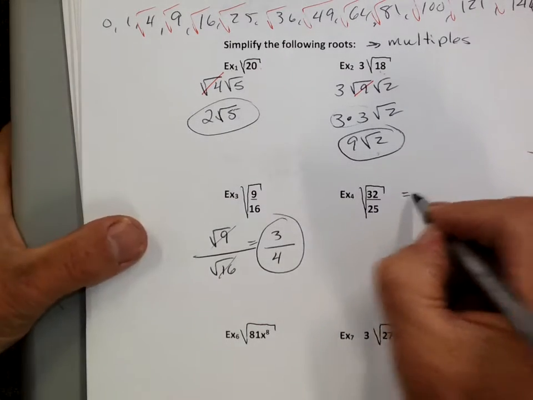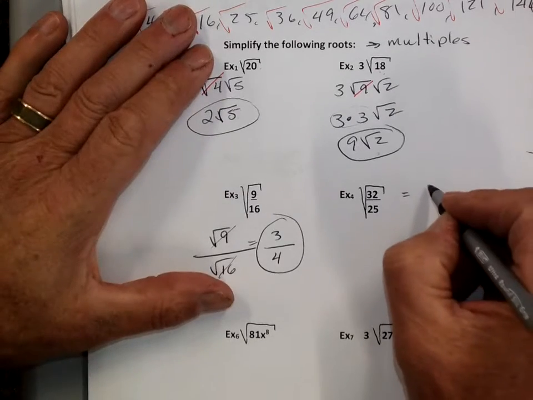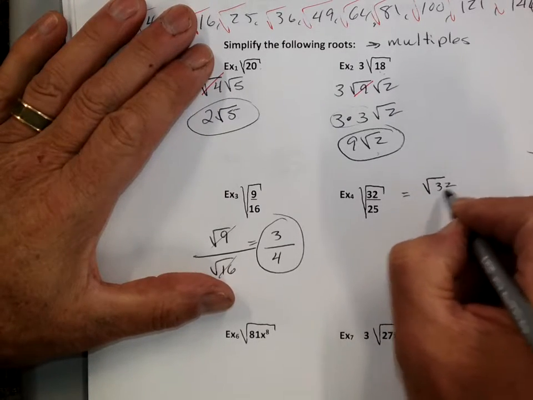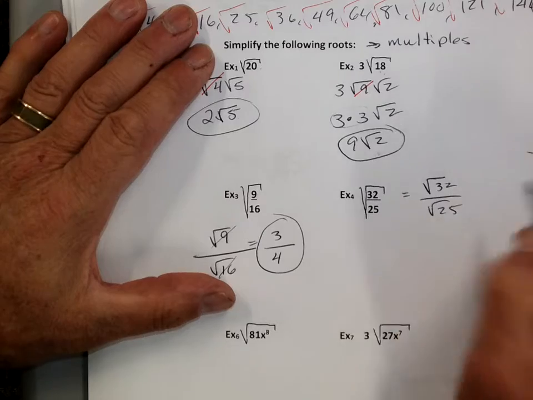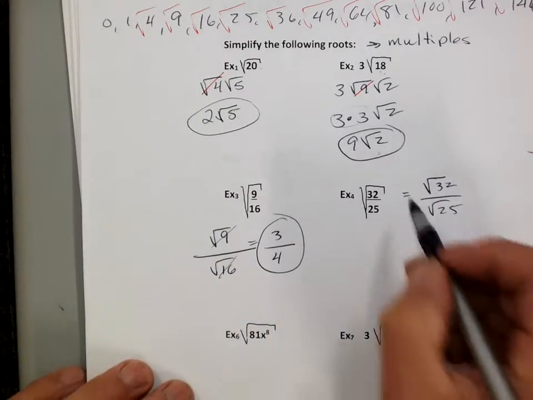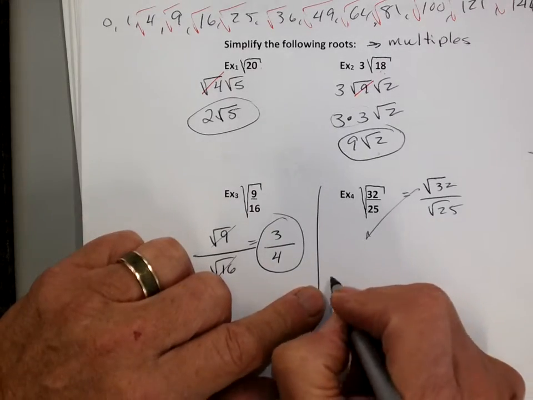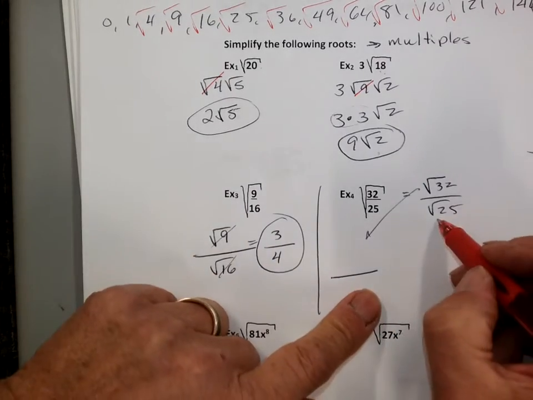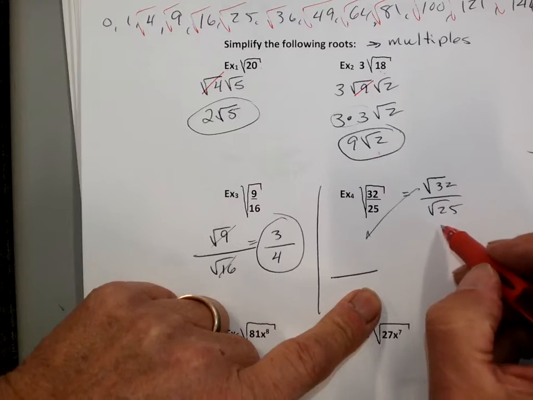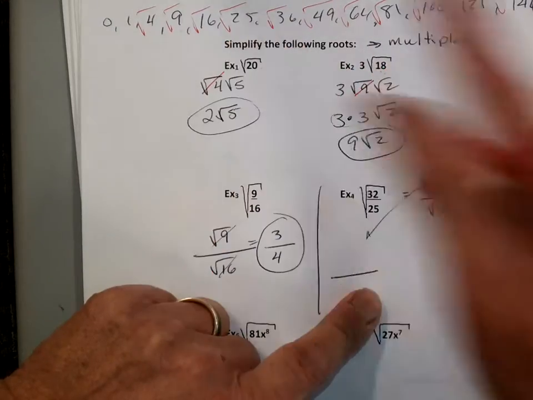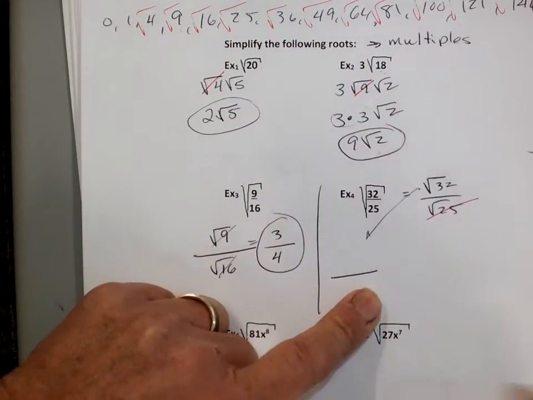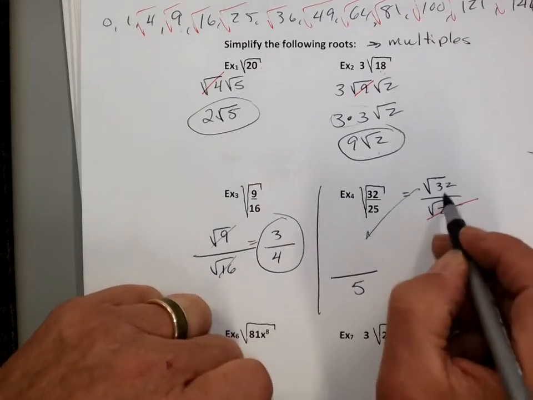We can rewrite as 2 different square roots. Rewrite as the square root of 32 over the square root of 25. Okay. Now, I'm going to shoot this down over here so I have more room to work. But I know at least the square root of 25, the bottom, is a perfect square. It's one of these, right? There it is. So I take the square root of 25, and I'm going to get 5. But now 32 is not.